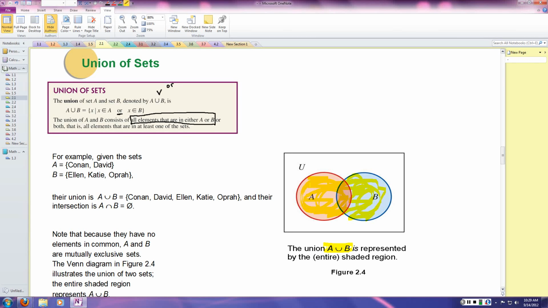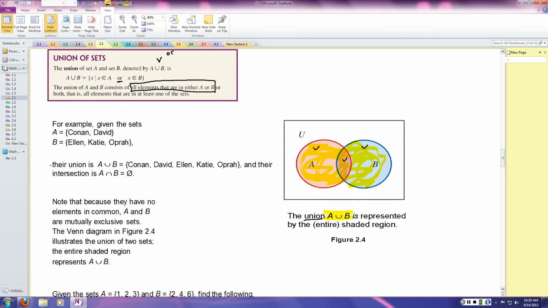On WebAssign, there will be little check mark boxes, and you'll have to check the boxes that represent the union of possibly A union B. So you would check everything in A, everything in B, and that includes everything in A and B. So this example given, Conan, David is in A, Ellen, Kate, and Oprah is in B. Their union, so remember union would be both. So union is in both: Conan, David, Ellen, Kate, and Oprah. So you list all the elements in A and all the elements in B.